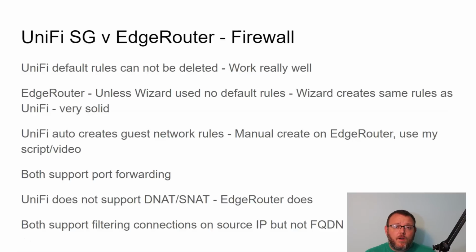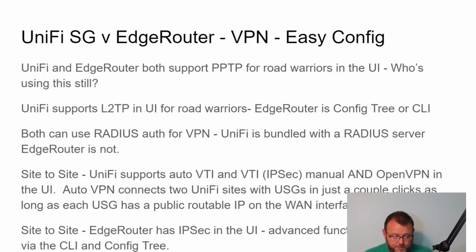Both devices support port forwarding. However, on the USG, you can actually specify the source where things are allowed to hit those port forwards, whereas the port forwarding on the EdgeRouter does not do that. You have to do that either at the firewall level, or you have to do that in a DNAT. UniFi does not support DNAT or SNAT. The EdgeRouter does. That makes it much more powerful right there. Both support filtering connections on the firewall by IP, but not fully qualified domain name. FQDN filtering I think is hugely important.